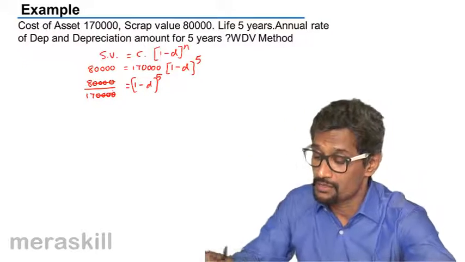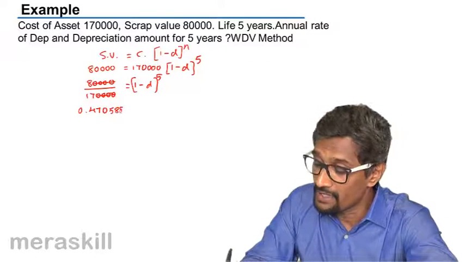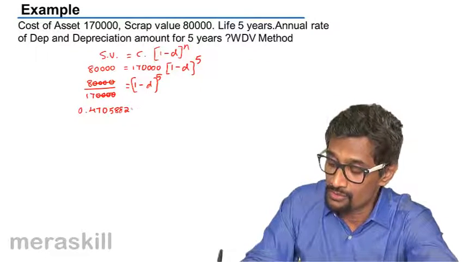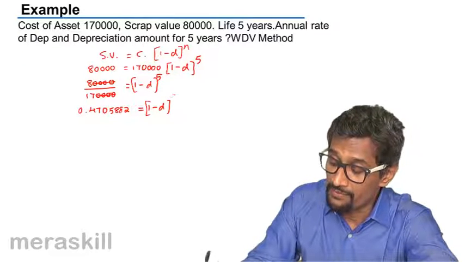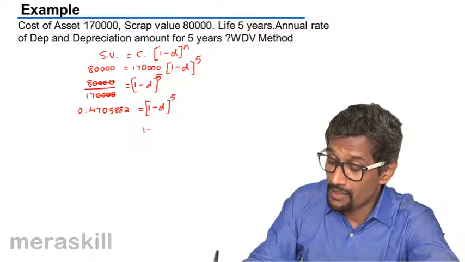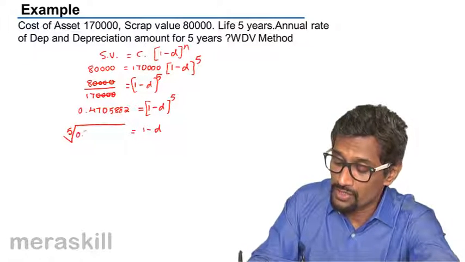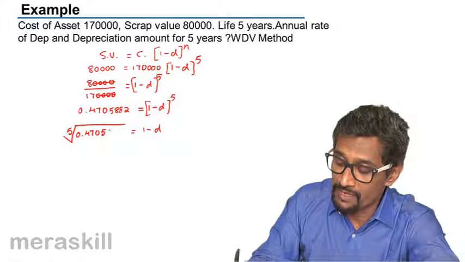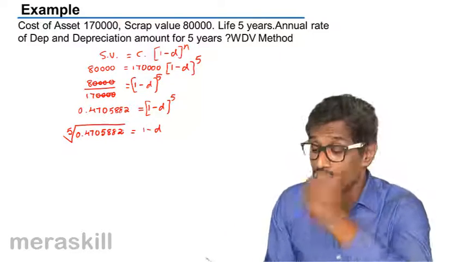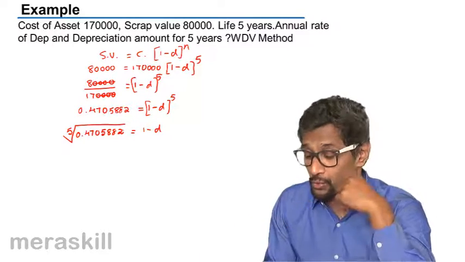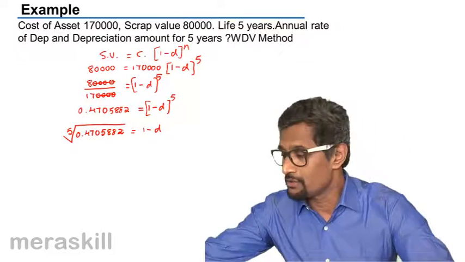So we get 0.4705882 and so on. Now this is 1 minus D raised to 5, which means that 1 minus D itself is the fifth root of 0.4705882. Now how do we calculate it? Already we have done this. We need to find the fifth root of this. So what is the first step we do? This number is already in your calculator.